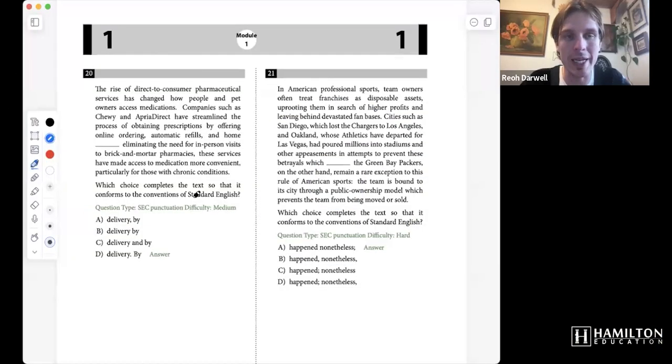All right, question 20 is not a difficult question. However, it's a really easy question to be wrong on, to make a mistake with. Why? Well, if you're reading it too quickly and you don't read the whole thing, you are going to choose B. Okay? But B is wrong. Why? Well, when you read it on its own, it sounds fine. They have streamlined the process of obtaining prescriptions by offering online ordering, automatic refills, and home delivery by eliminating the need for in-person visits. Okay.